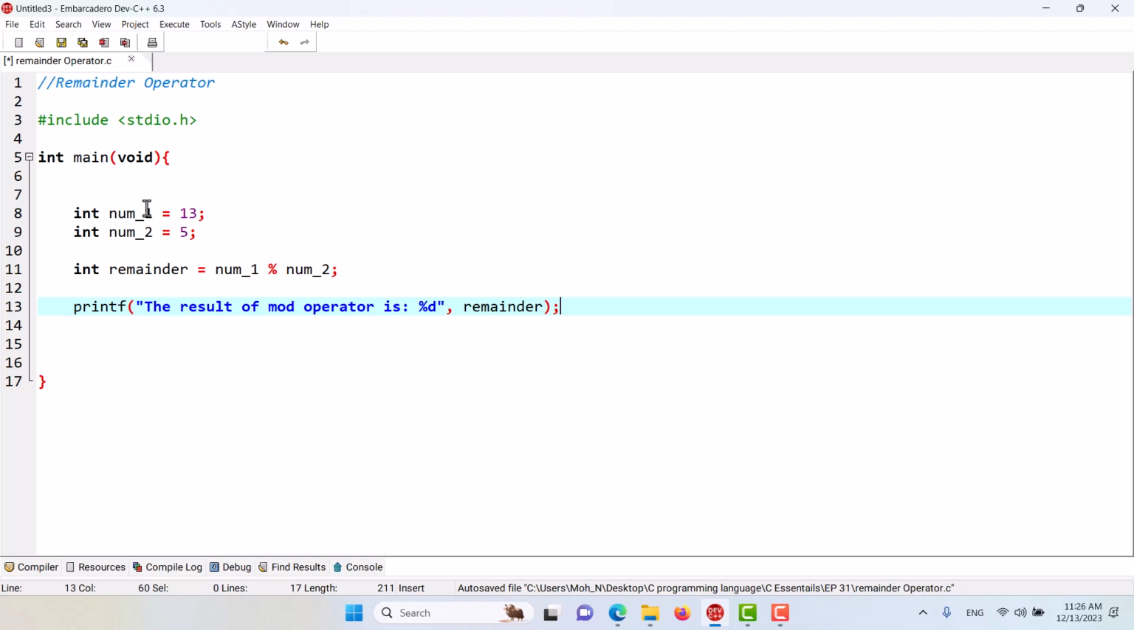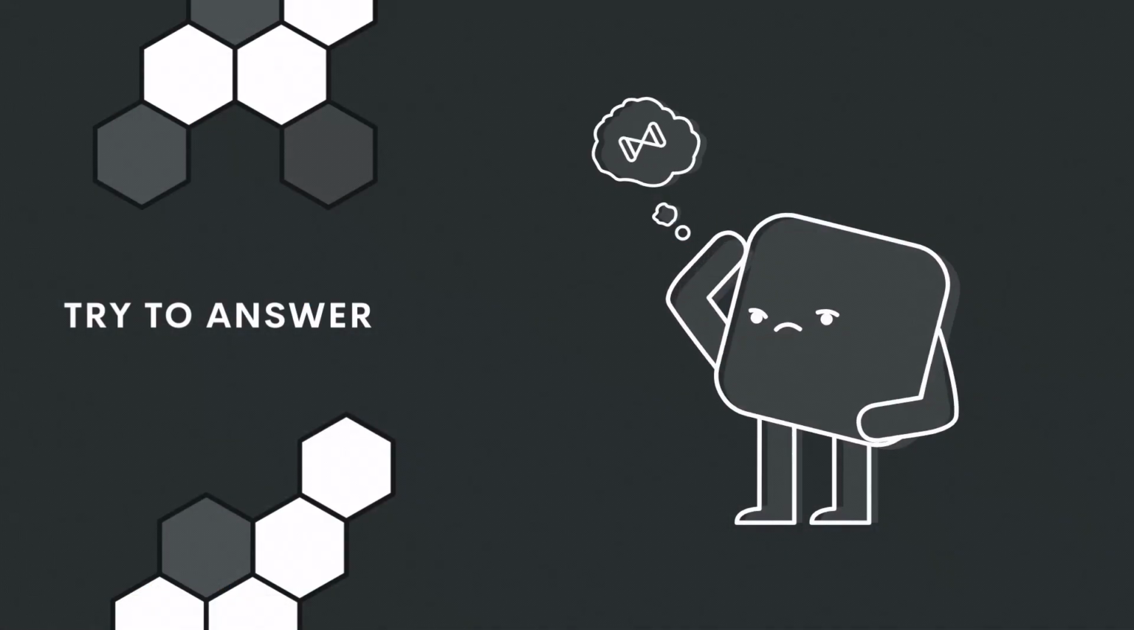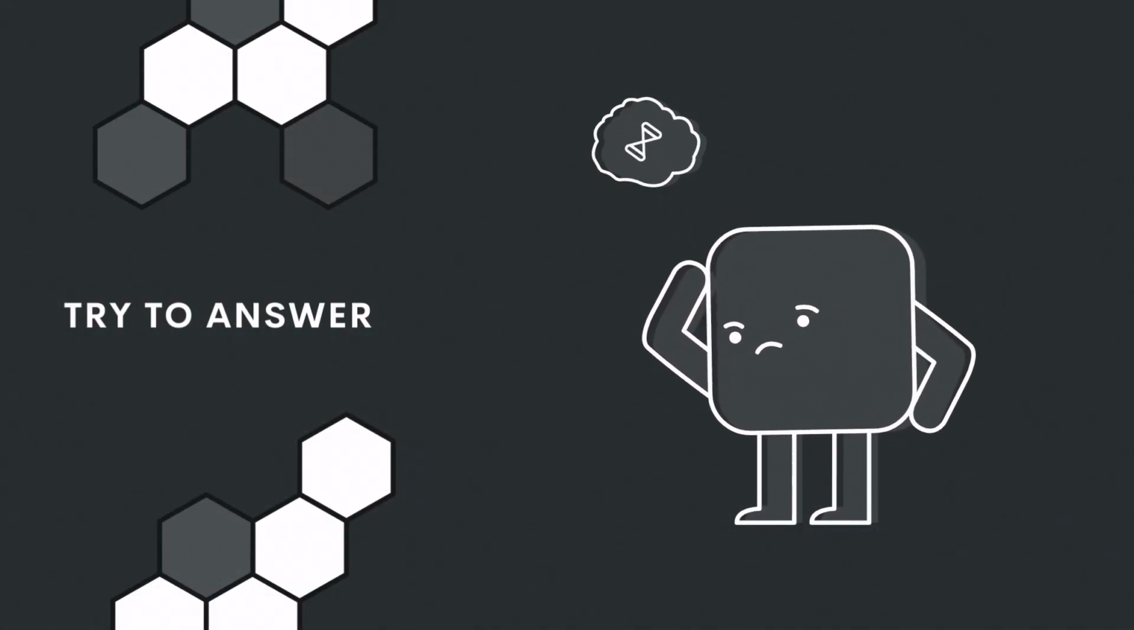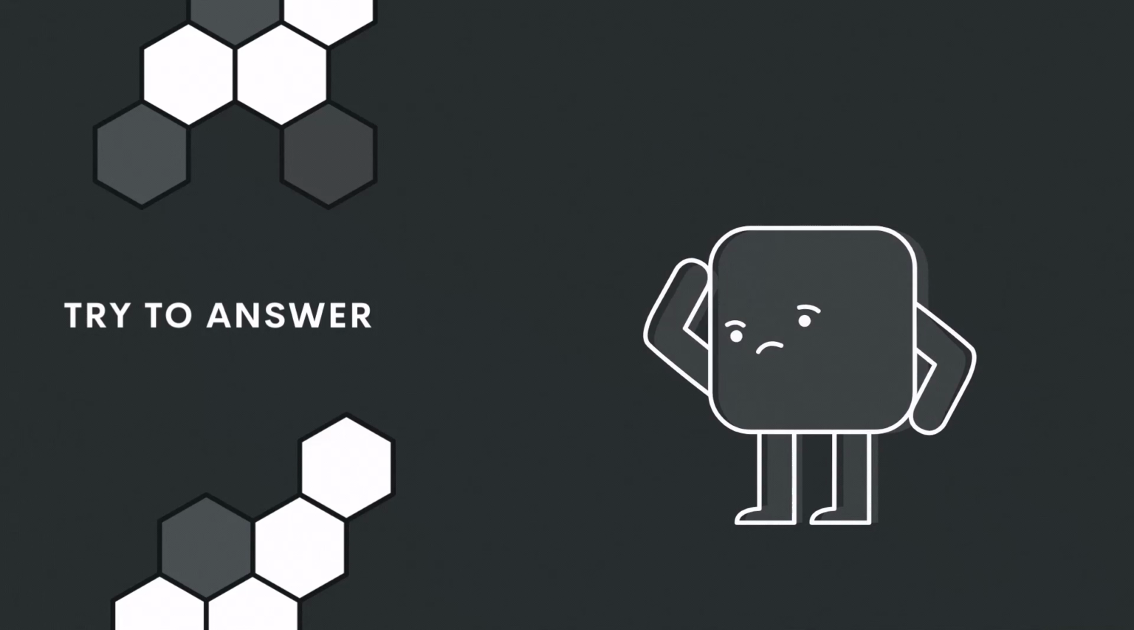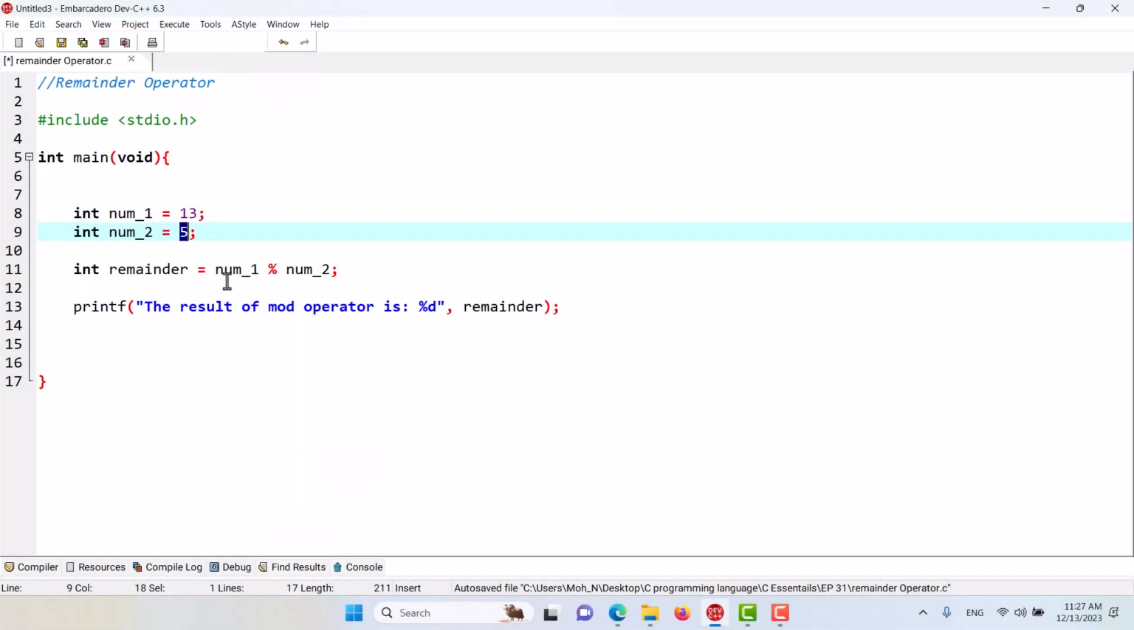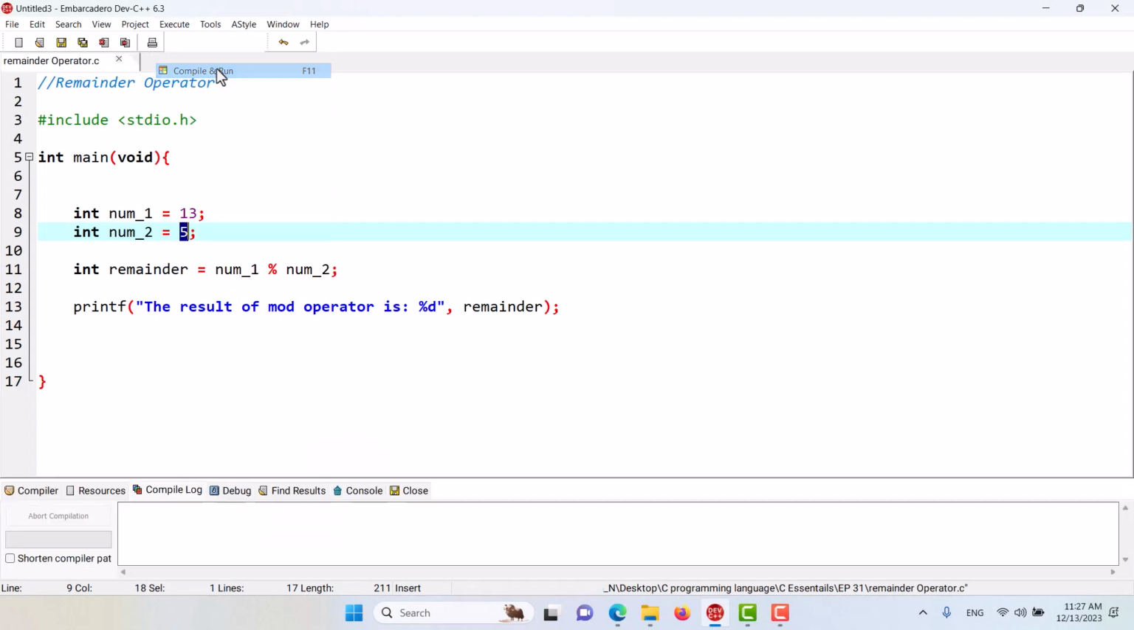Now I want you to think about what would be the result of 13 divided by 5. What would be the remainder? So go on and try to solve this on a piece of paper so that you can understand what would be the result of the remainder of this operation. Now let's execute this program and see the result.